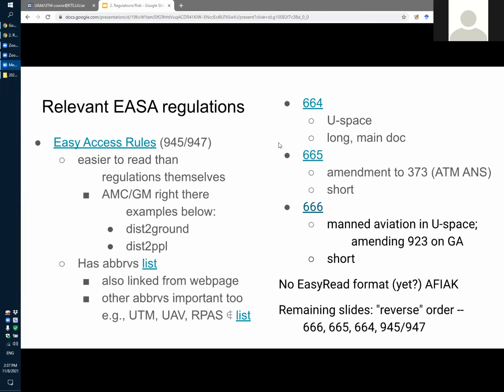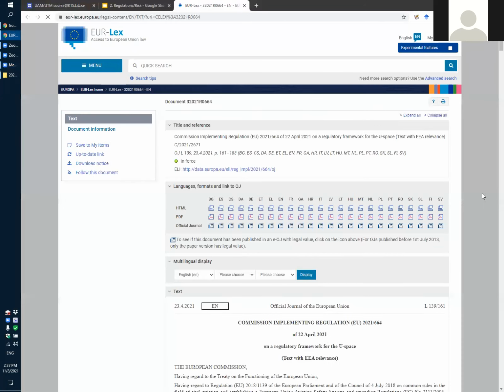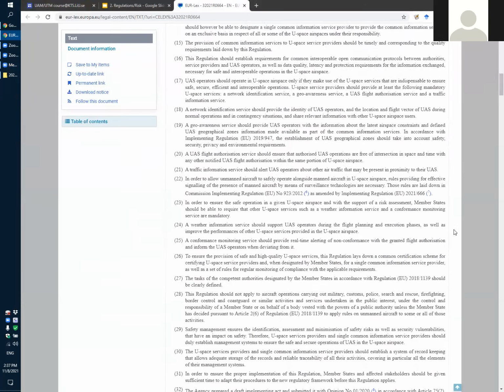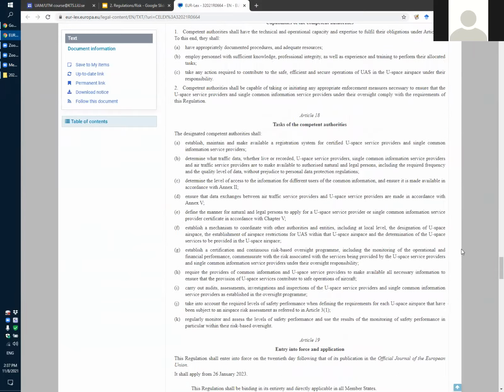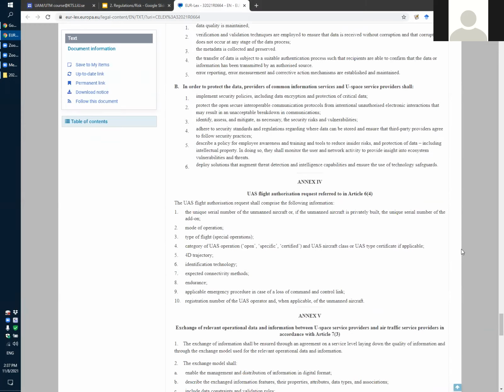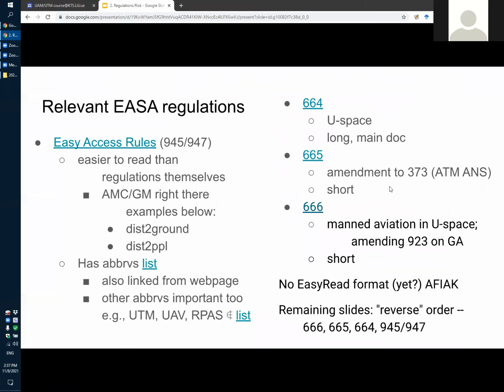Okay, and last but not least, the 3 regulations on U-Space. So 664, the regulation on U-Space itself. Now, I guess I'll just open it for a second. As I said, no easy access rules or easy read, but still readable. I'll ask you to browse through, don't browse through these annexes on how to fill in different forms, but still. And 665 and 666 are really short. I'll just show what they are about on the next couple of slides. And yeah, I'll ask you to read them through. And not much there.